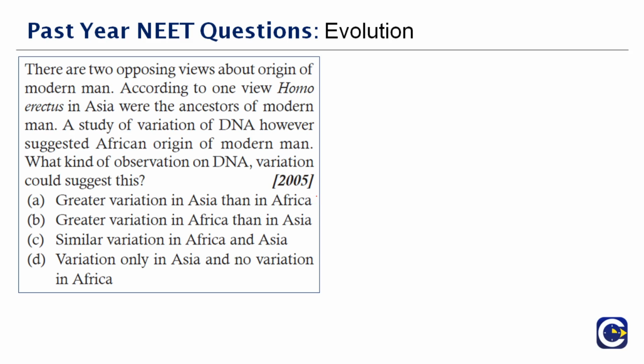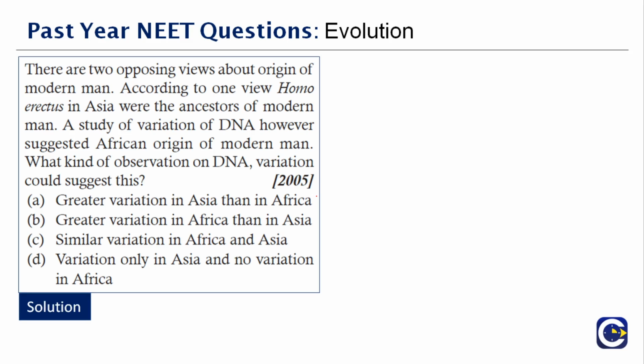Okay, next one. There are two opposing views about the origin of modern man. According to one view, Homo erectus in Asia were the ancestors of modern man. A study of variation of DNA, however, suggested African origin of modern man. What kind of observation in DNA variation could suggest this? The question seems very big. You just have to understand what the question is first. Okay, so let's read it again, no problem.